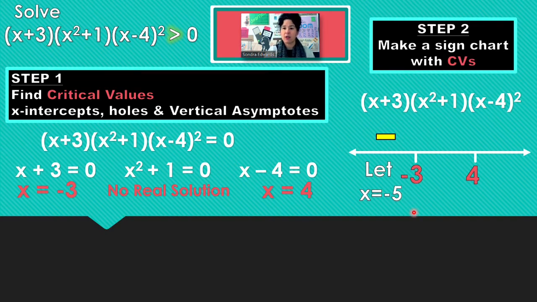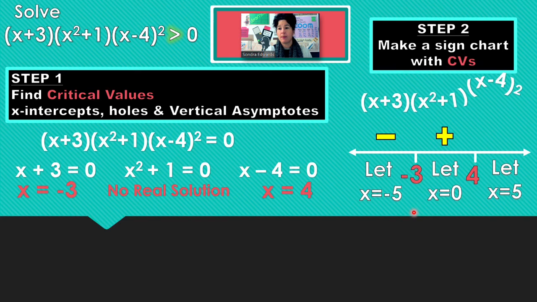Okay, so next I'm going to substitute a number between -3 and 4. I'm going to pick 0, substitute that in there, and we end up getting a positive answer. Okay, then I substitute in 5, any number to the right of 4, right back in there, and when you do that, you get a positive answer.